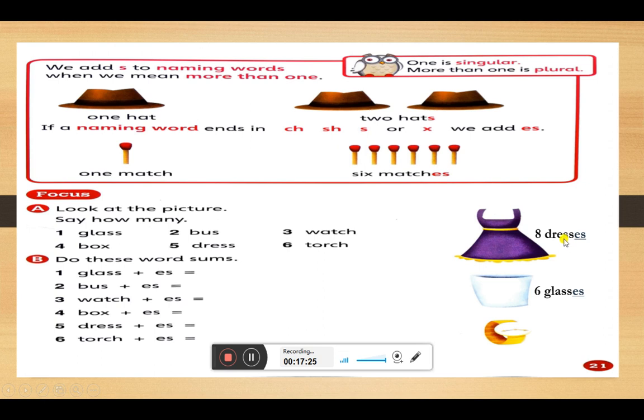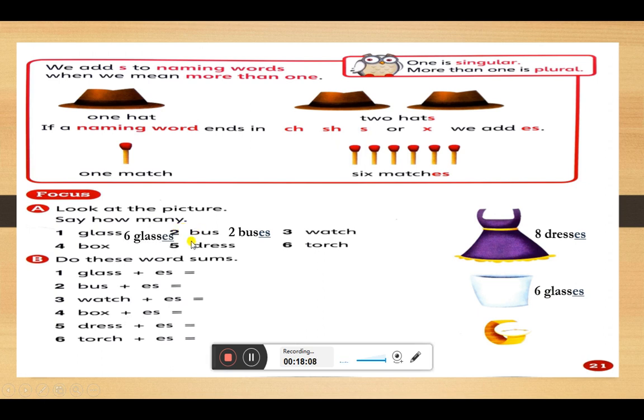And as you can see here, the word dress ends with double S. So when the word ends with double S, we put at the very end ES. And the word glass ends with double S. And when the word ends with double S, we add ES at the end. Okay, in the focus exercise letter A, we have look at the picture. We mean here picture in page 20. Say how many glasses. We said before that we have 6 glasses. How many buses. We said that we have 2 buses and 6 glasses.